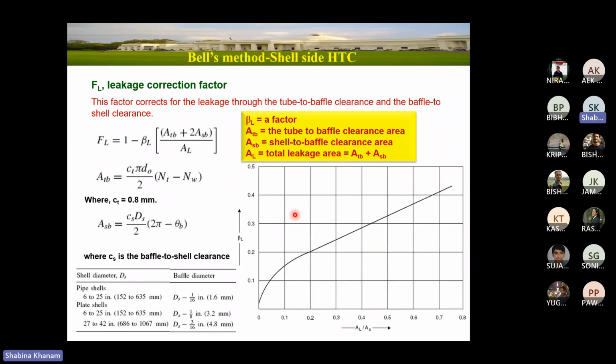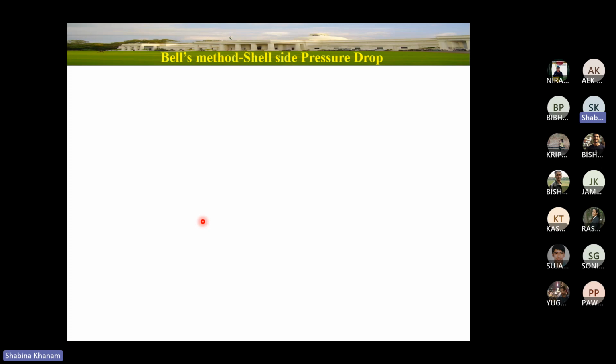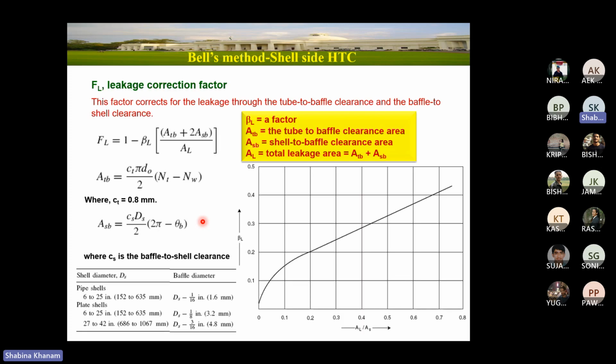we can consider this factor, and AL we can calculate, and beta L we can see from this graph depending upon AL by AS. Once I know beta L, we can find out FL, the leakage correction factor. Okay, so in that way we can have all correction factors depending upon the heat transfer coefficient, that is FN, FW, FB and FL.